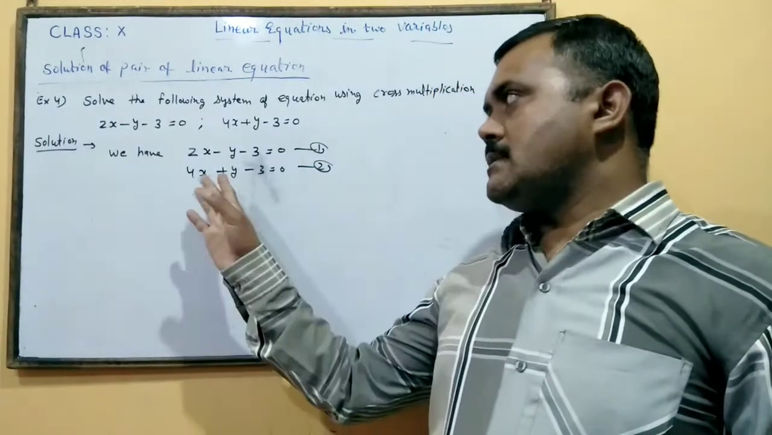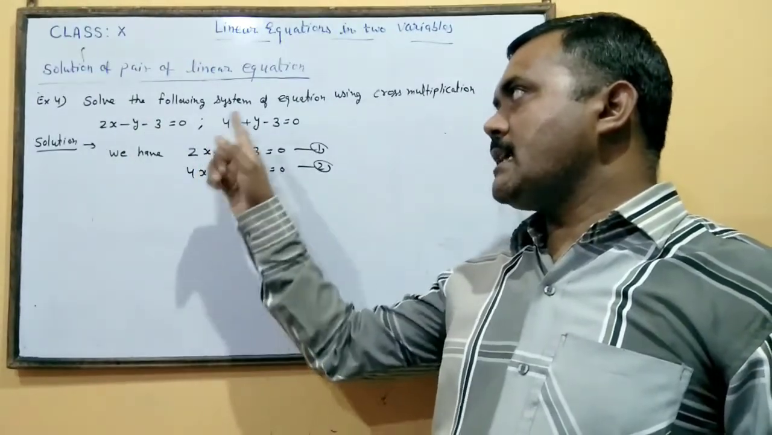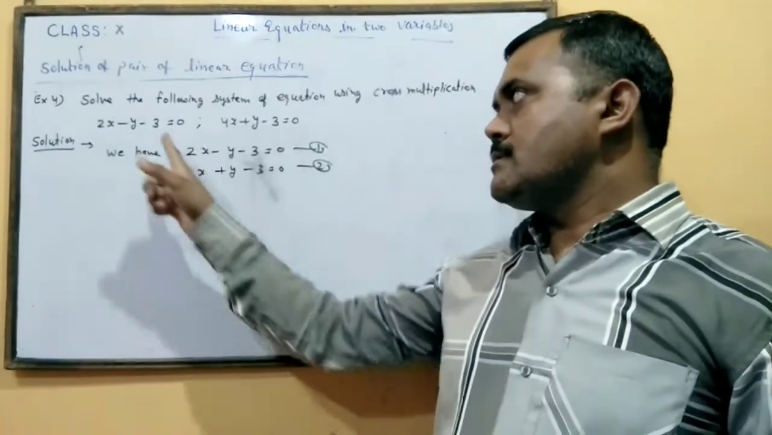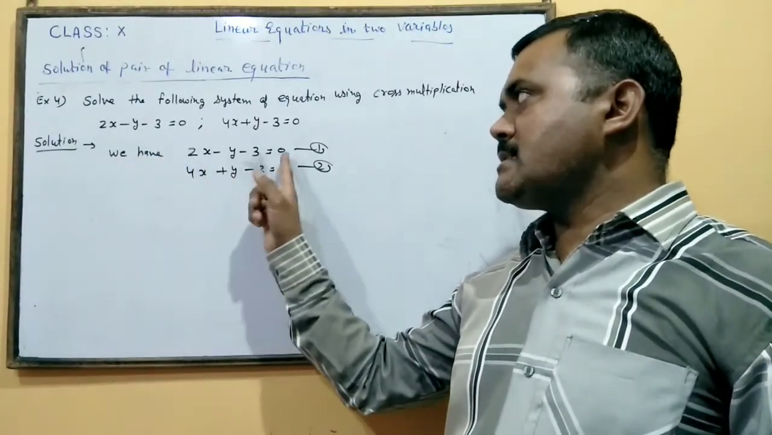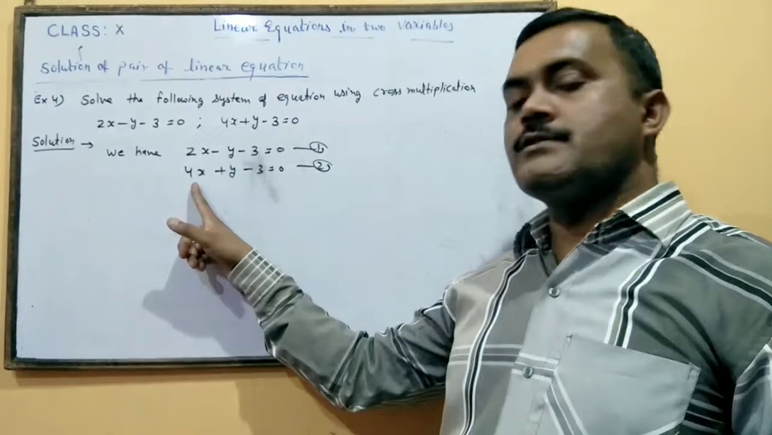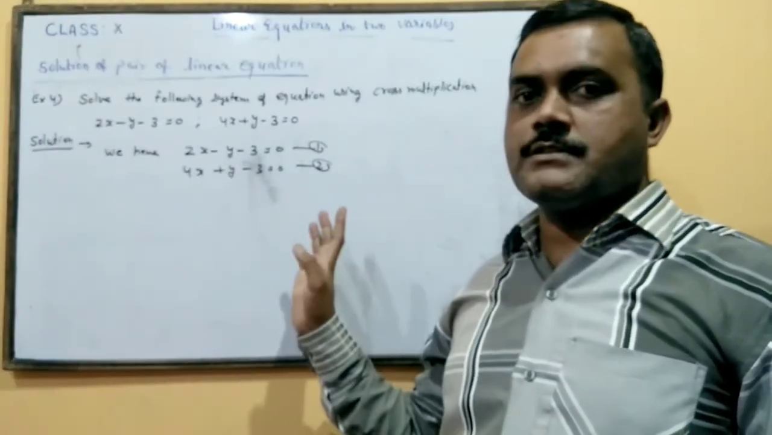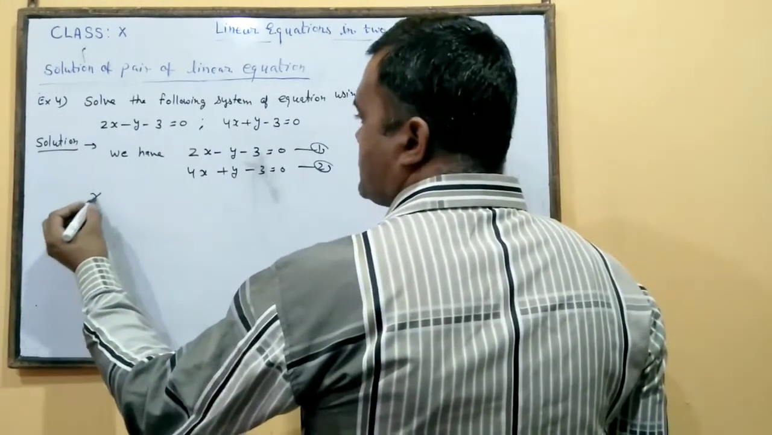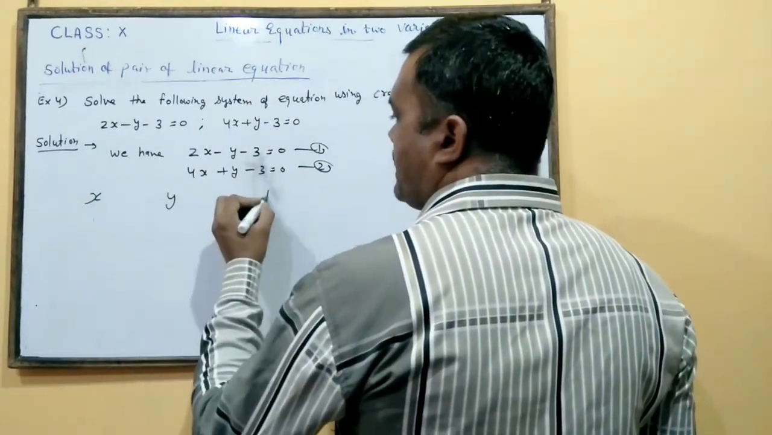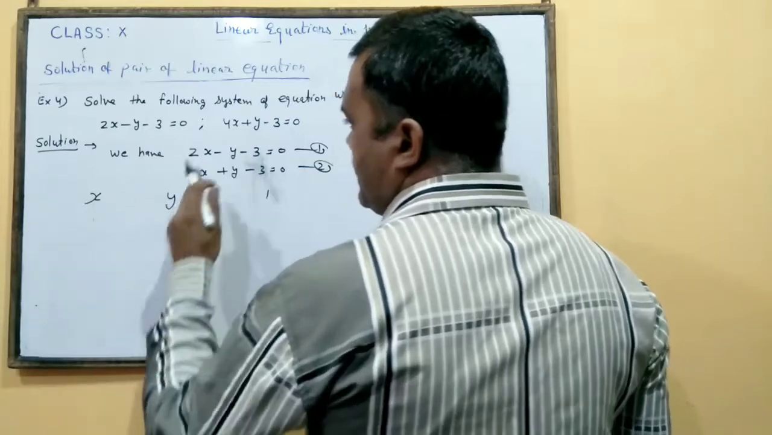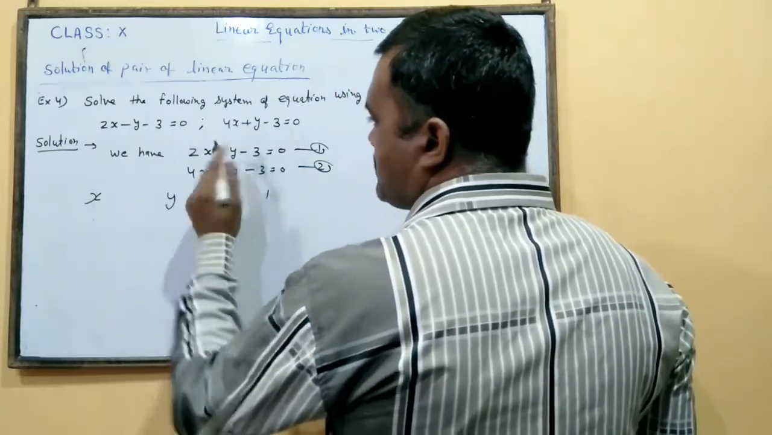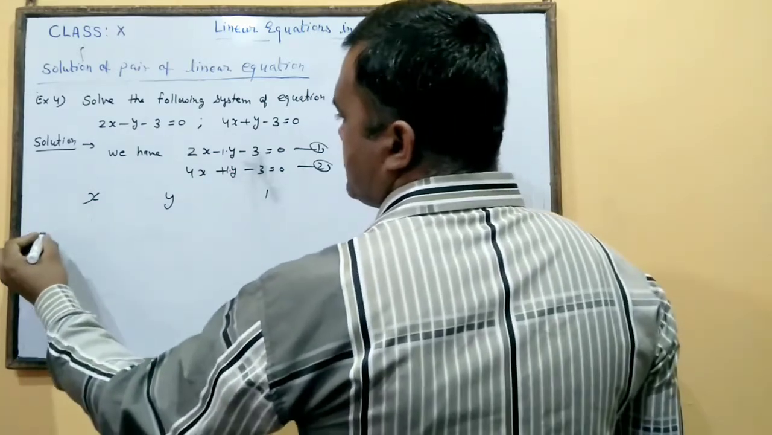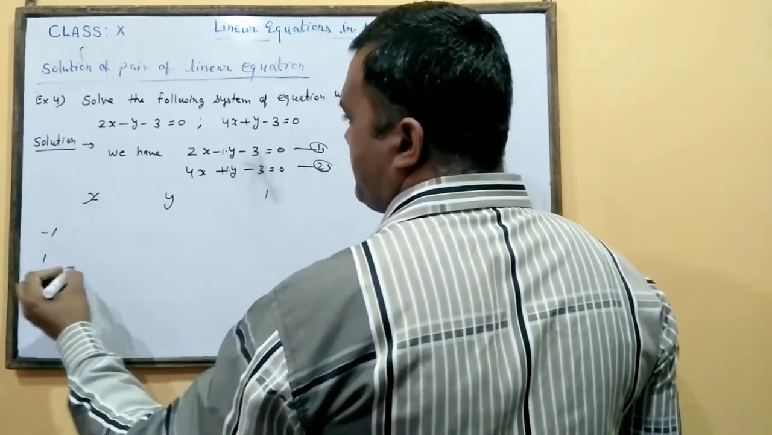Now we will solve this system of equations with the help of cross multiplication, the procedure which we have discussed just now. So this is equation 1, 2x minus y minus 3 is equal to 0, and this is equation 2, 4x plus y minus 3 is equal to 0. Now you remember how to do it. First we write x, then y, and then 1, I told you. After leaving this, we start writing from this, but there is 1, you can just put it here, and 1 is also there. So this is minus 1 and this is 1.